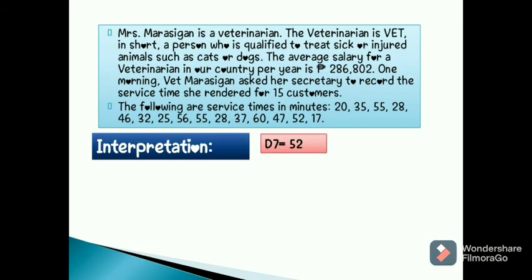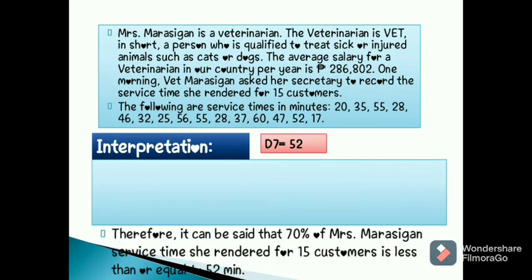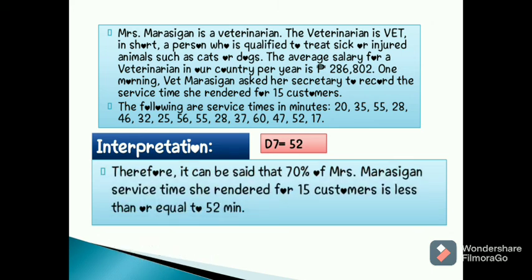So to interpret, therefore, it can be said that 70% of Mrs. Marasigan's service time she rendered for 15 customers is less than or equal to 52 minutes. It is 70% because decile 7 is equivalent to 70%.